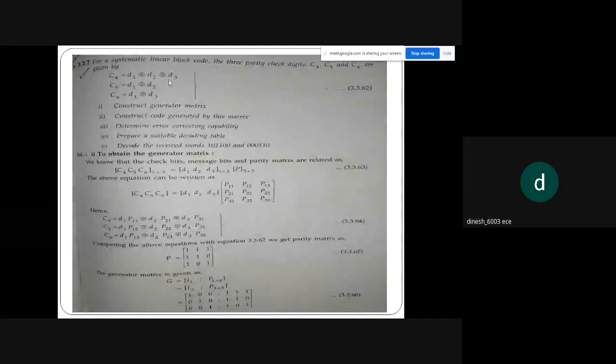So there are 8 sequences, D1, D2, D3, 000 to 111. We need to write in sequence: 000, 001, 010, 011, 100, 101, 110, 111. So for this, we have check bits as 3. The 3 check bits are C4, C5, C6. So how do we find C4? C4 is D1, D2, D3, all the 3 bits modulo 2 addition.